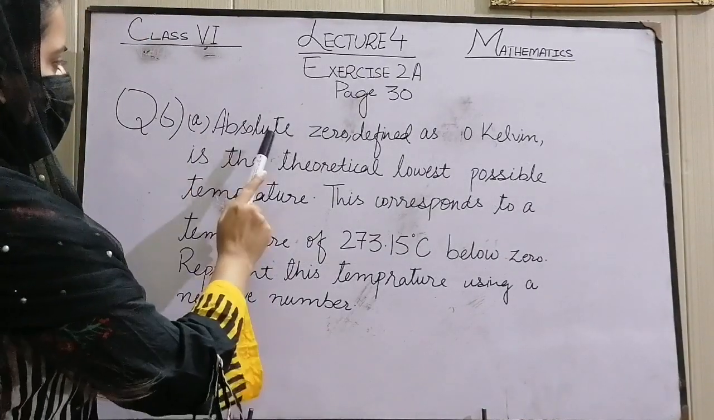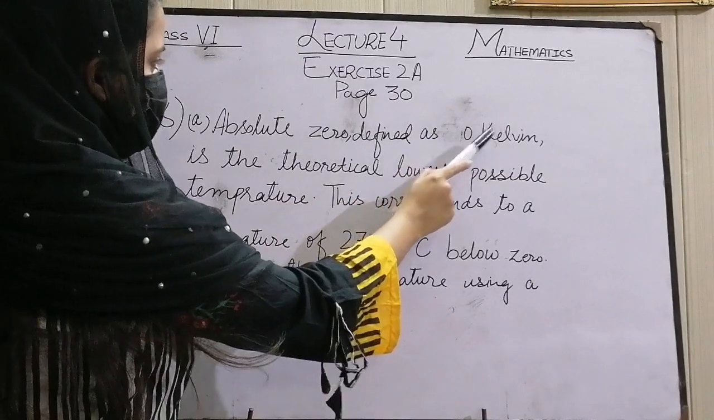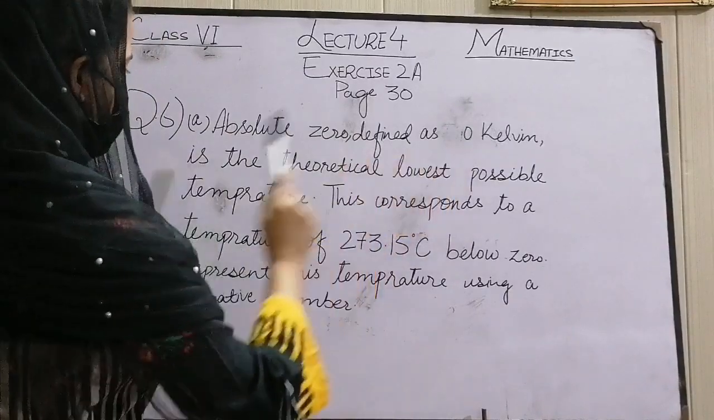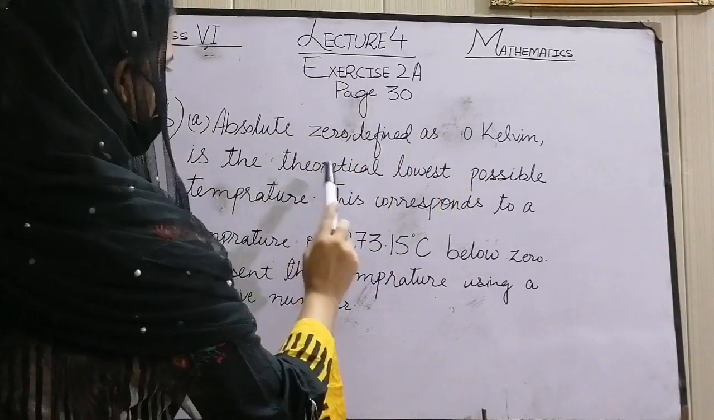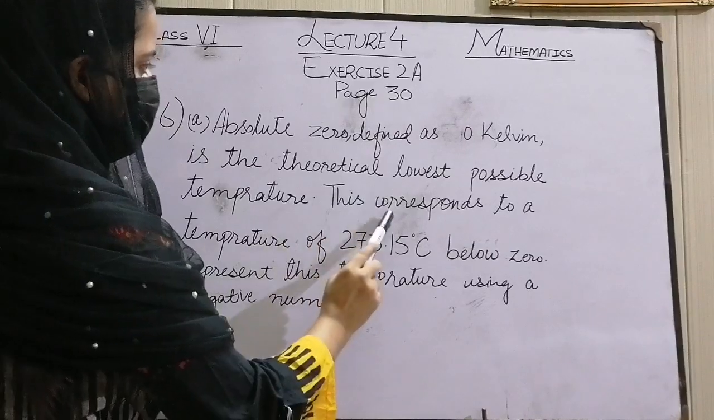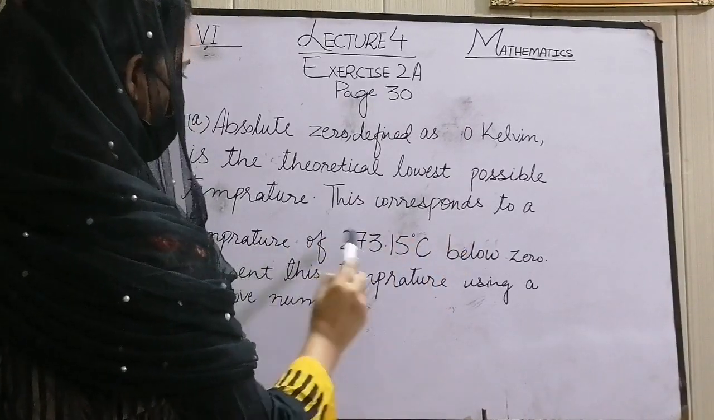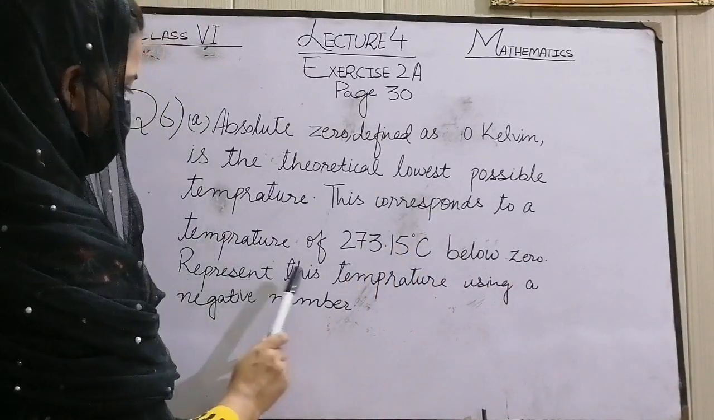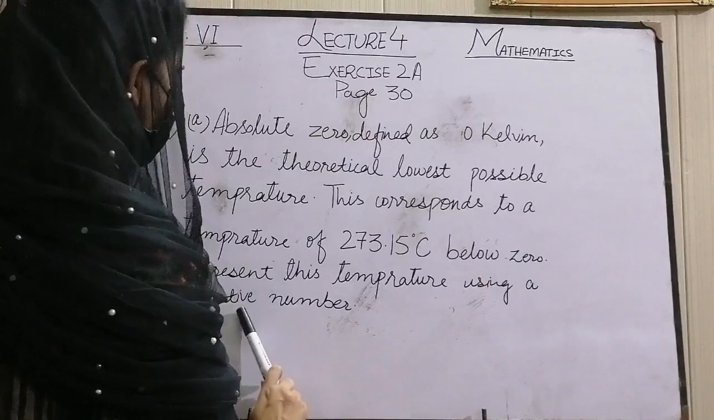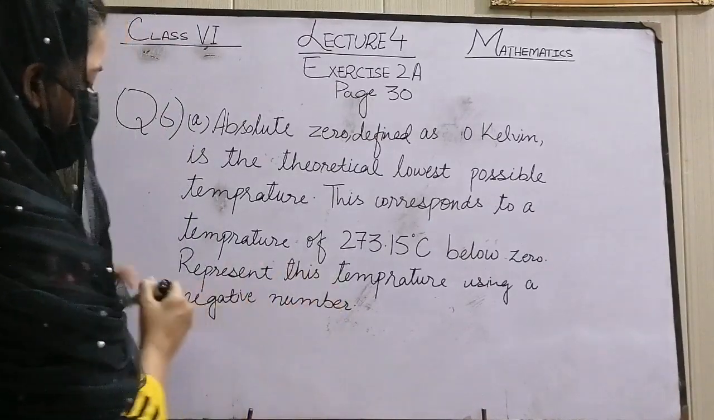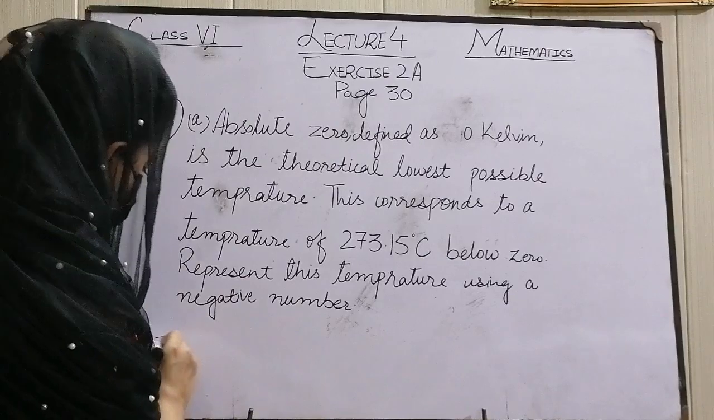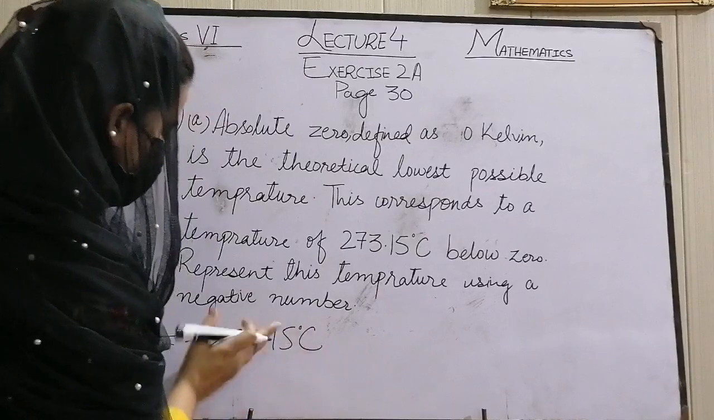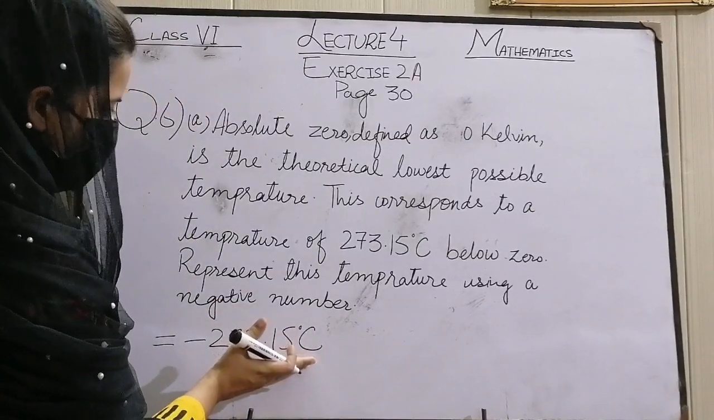Question number 6: is absolute zero defined as 0 Kelvin? Kelvin is a unit for temperature like Celsius and Fahrenheit. So 0 Kelvin is the theoretical lowest possible temperature. This corresponds to a temperature of 273.15 degrees Celsius below 0. We have to represent this temperature using a negative number. So we have to write this number using a negative sign.